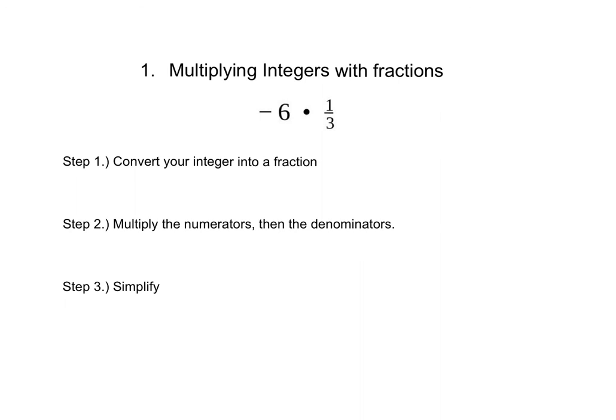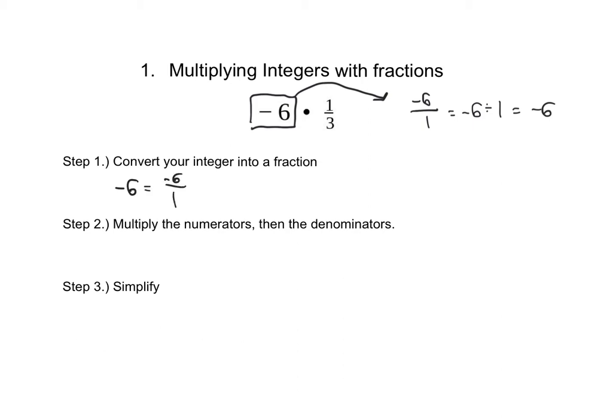All right, let's start with multiplying integers with fractions. Let's remember that integers are our set of all of our whole numbers, including 0 and our negatives. So negative 6 is an integer. And all integers can be expressed as a fraction. They are the fraction of themselves over 1, because all numbers divided by 1 equal themselves. And fractions are division. So whenever you come up against multiplying an integer with a fraction, your first thing you should do is convert your integer to a fraction. So again, negative 6 is the fraction negative 6 over 1.